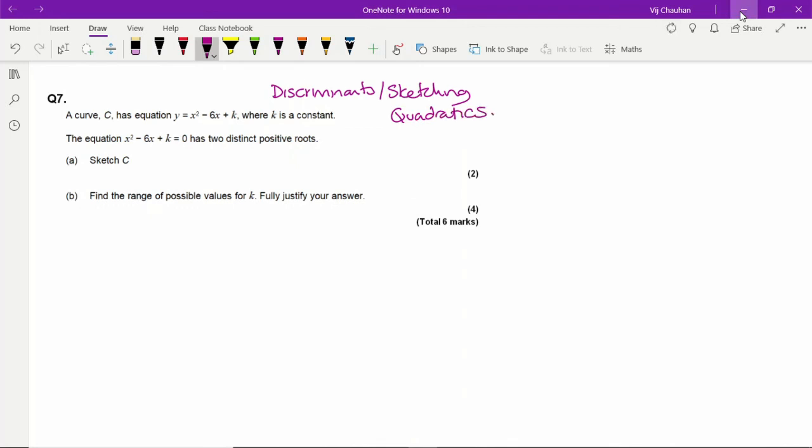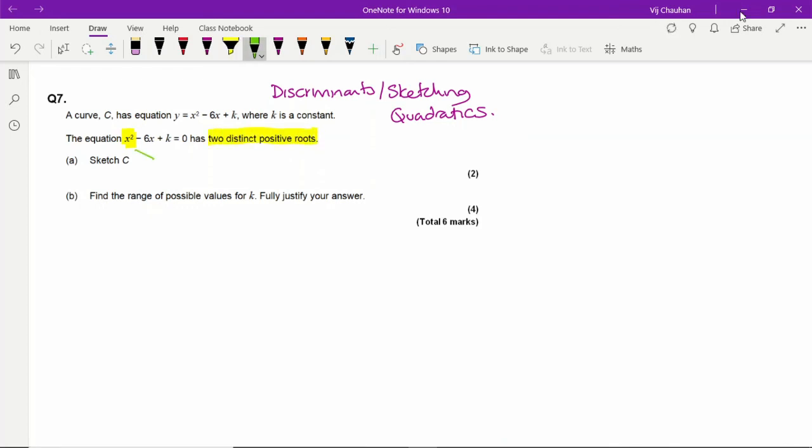Right, so reading the question, it says curve C has the equation y equals x squared minus 6x plus k, where k is a constant. The equation x squared minus 6x plus k equals 0 has two distinct roots. Now, the question is asking us to sketch part (a). The key thing is knowing the sign of x squared, because we know it's quadratic, so we've just got to decide whether it's positive or negative, and the fact that it's got two distinct roots.